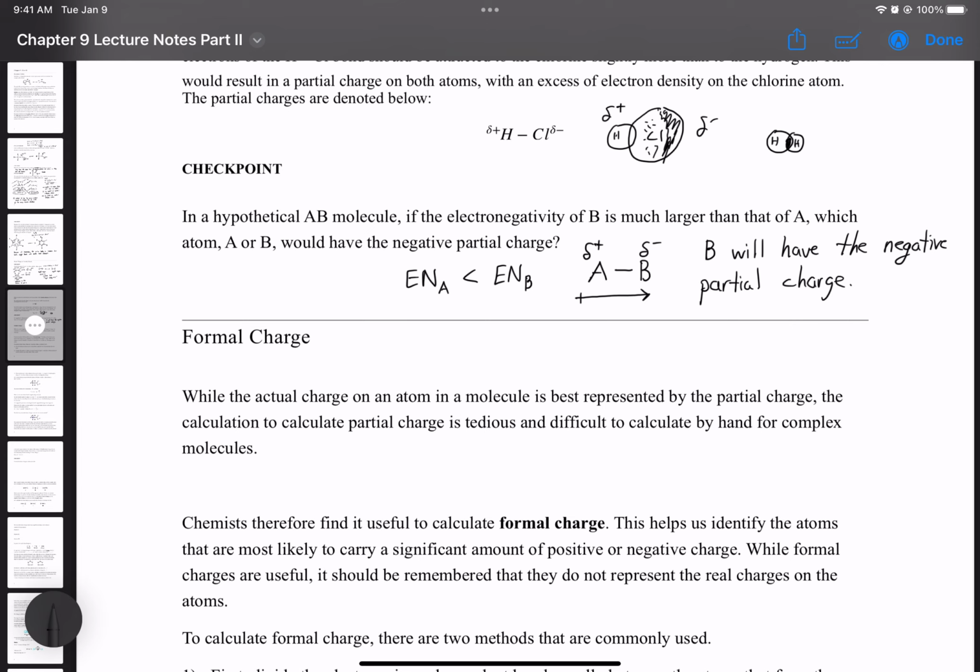So here's a little disclaimer: while these charges are useful, they do not represent the real charges on the atom. It's kind of like I said before, an accounting system. We're just trying to keep track of where the electrons go. So if you have a positive charge, that means your electrons around an atom were given to form a bond with another atom. And if you have a negative formal charge, that means around the atom in question, you have more electrons around it than you usually would.